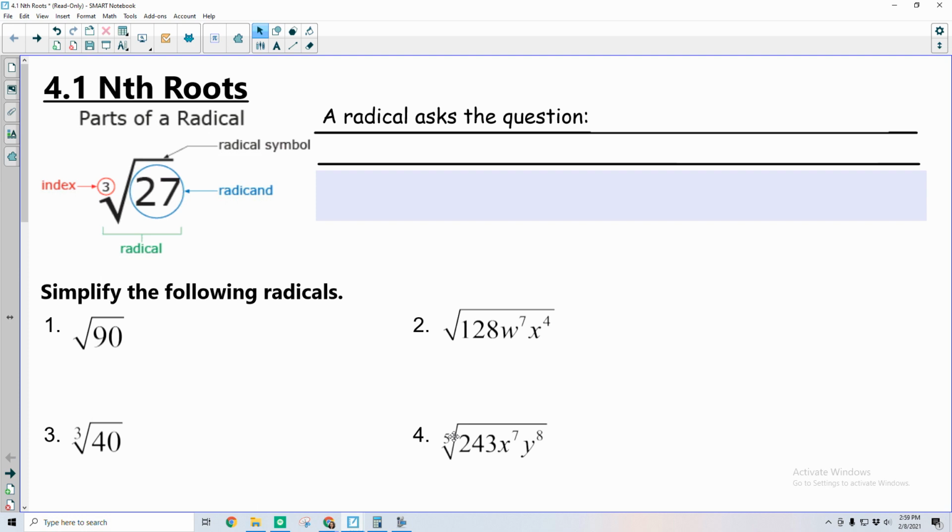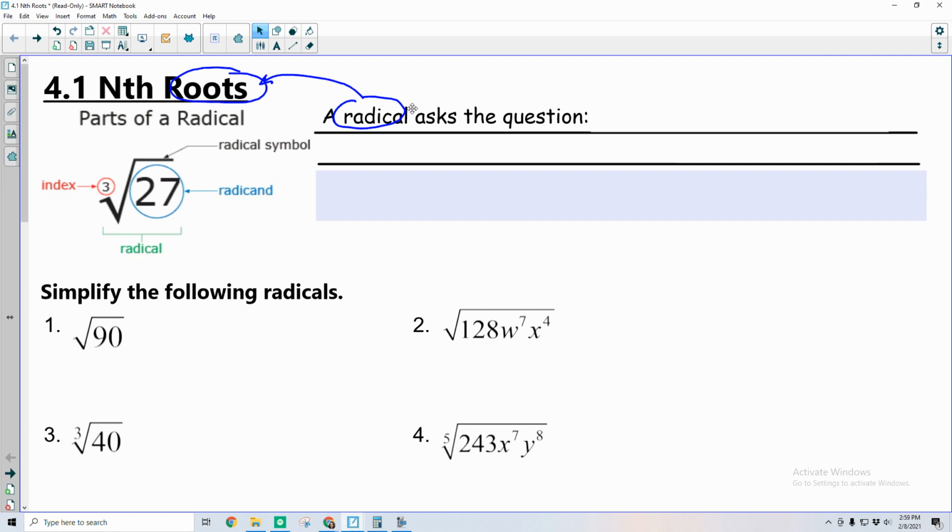Before we dive into those example problems, let's review what a radical is and what it means when we try to simplify or solve for a radical. Whenever you see a radical, another word for a radical is a root, that just means this symbol here. A radical, when you encounter it, is asking you a question.